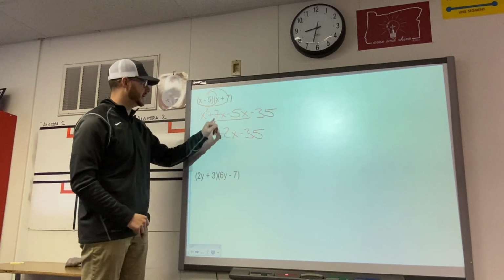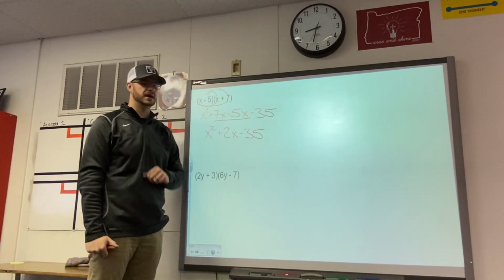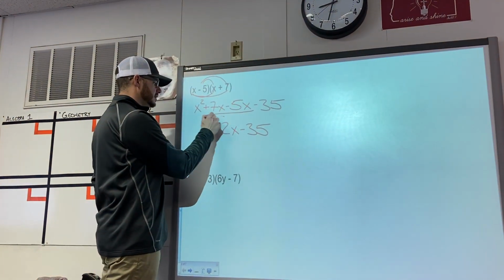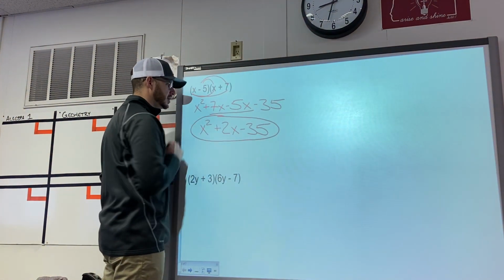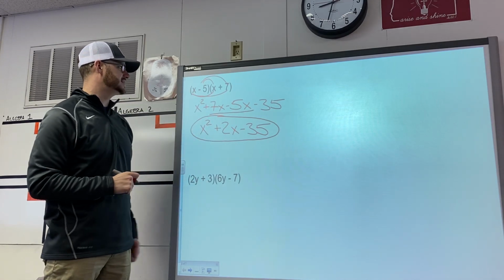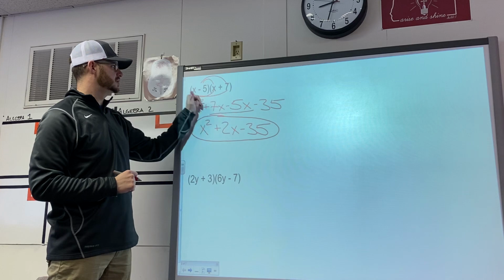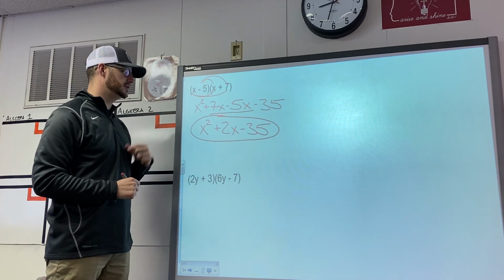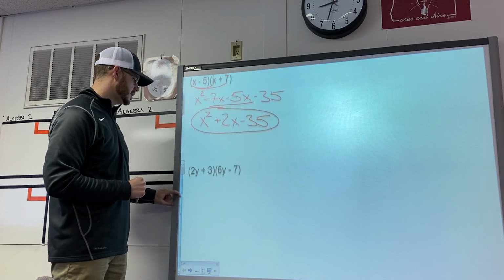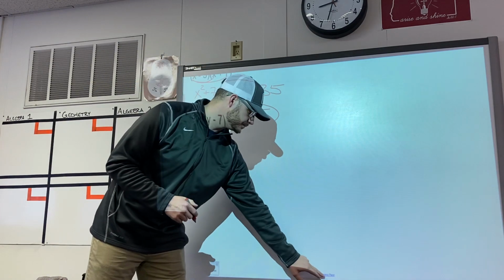So we got that 2x by combining 7x and negative 5x to give us a positive 2x. That can't be simplified anymore, so that would be our final polynomial. Anytime you multiply 2 binomials by each other, you should end up with a trinomial as your answer. So let's go ahead and do another one then.